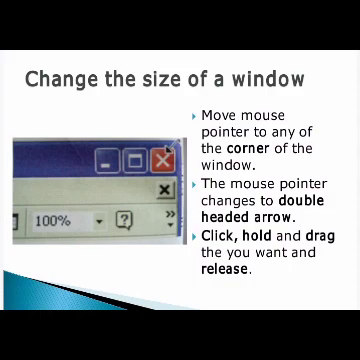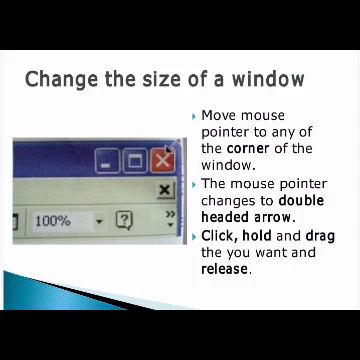Right. Next, how to change the size of a window. Yes, can you see the picture? See the top right corner of the picture. Can you see the double-headed arrow? So when you take your mouse pointer over any corner of the window, the mouse pointer will change like this into a double-headed arrow. At that time, you can use your mouse, give a left click, hold and drag up to where you want. You can drag here and there, whichever way you want, and release your mouse button. So your window size will be changed as you like.